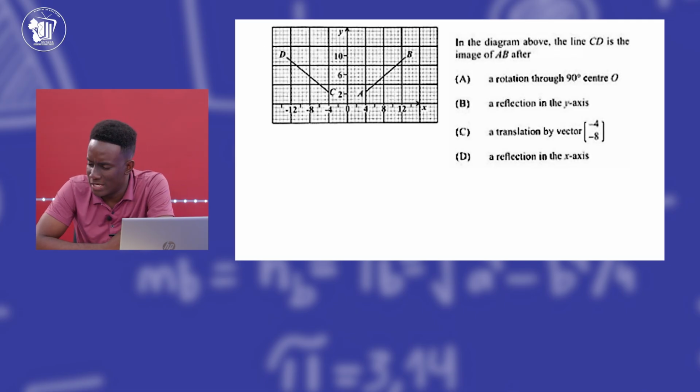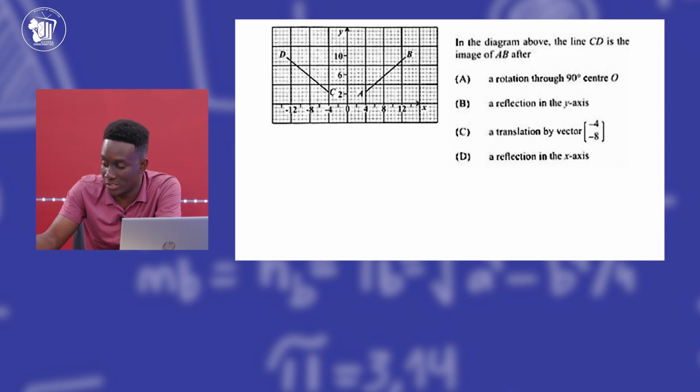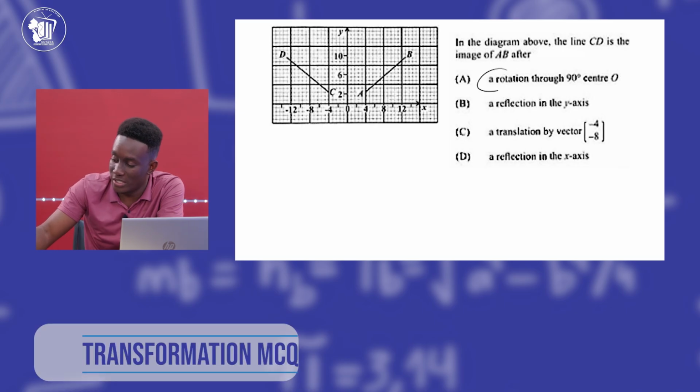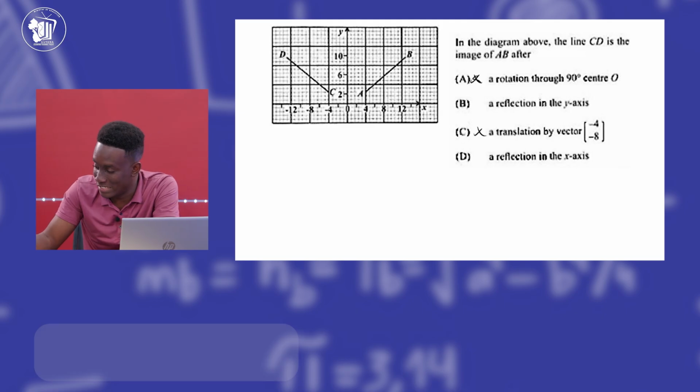And the next one says, in the diagram above, the line CD is the image of AB after, so they want to know what happens to AB after it undergoes some sort of transformation. So we see you have the line here, and we have the image here. So we see a reflection is occurring here. From looking at this, we can already see it's a reflection. So we can take out rotation. So it's definitely not rotation, it's definitely not a translation.